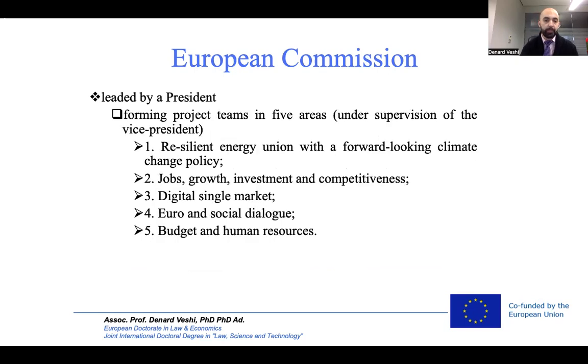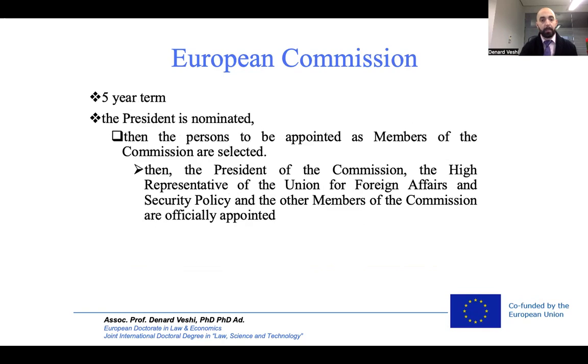requests so. The president has the goal to lead the works, which are divided in 5 areas. The term is of 5 years. The president is nominated, then the president nominates the members of the European Commission, which should be at least 1 member by state, and then the president of the Commission, the High Representative of the Union for Foreign Affairs and Security Policy, and the other members of the Commission are officially appointed.